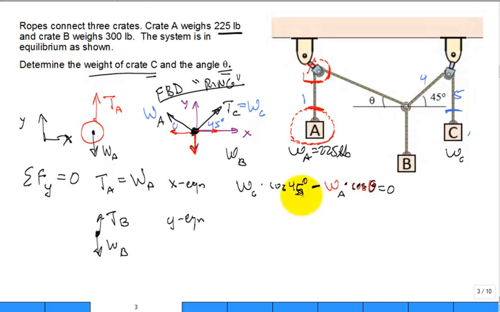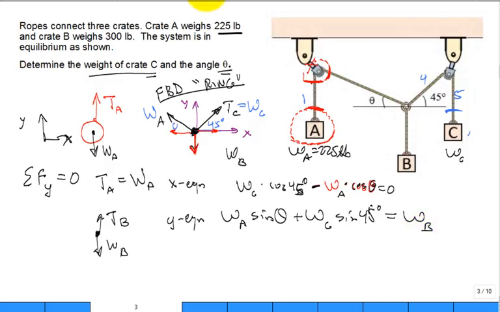Let's write it now for the y direction. In the y direction, we have the weight of A times the sine of theta pulling up. We have the weight in the cable we're going to see, WC, times the sine of 45 degrees going up. And if you want, you can put the WB going down on this side, or you can put a negative WB equal to 0, whatever you want.